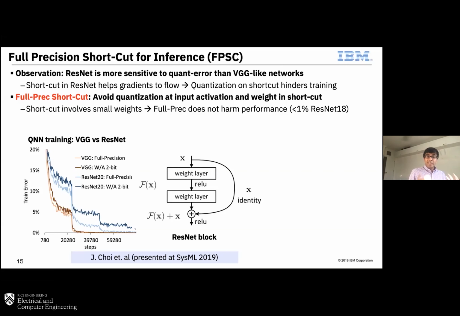So a combination of 3 different techniques have been employed together, right? The first is activation quantization using PACT, weight quantization using the SAWB technique, and the full precision shortcut that preserves the gradient flow in these networks.